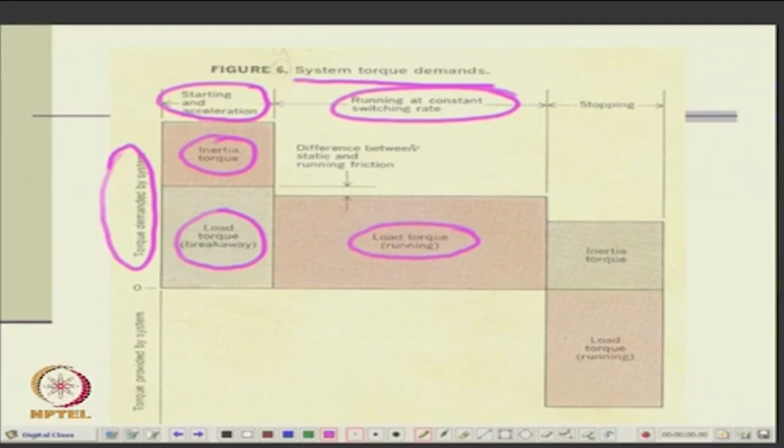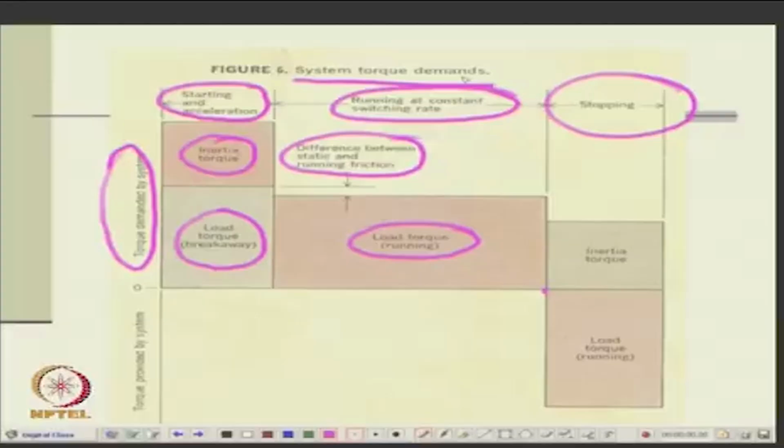and there is a difference between the static and running. You know the static and running frictions are different. There is one static friction and another running friction, there may be a minor difference, and here no inertia, okay, no inertia torque. So it is nicely running up to this. Now I want to stop, okay. How do you stop?